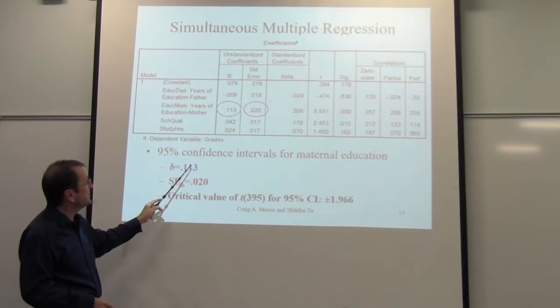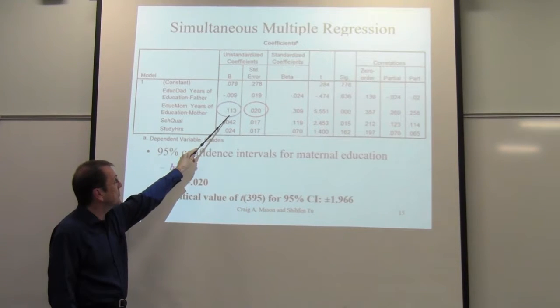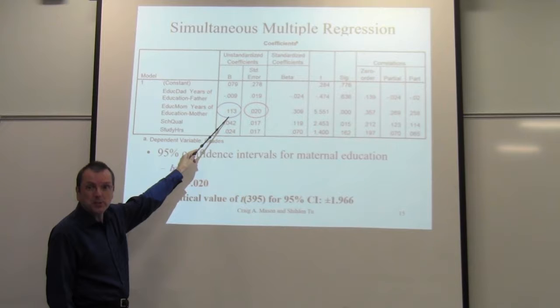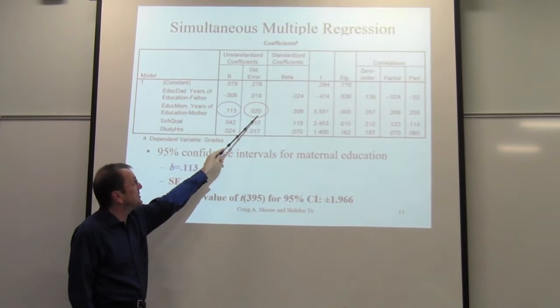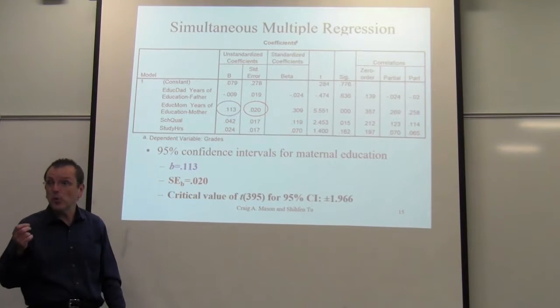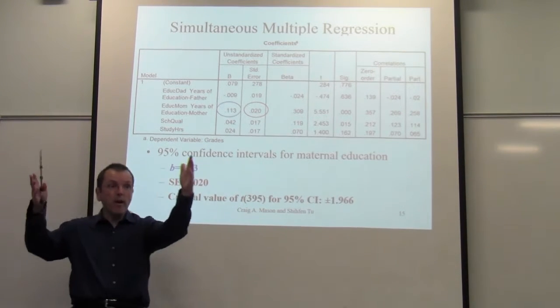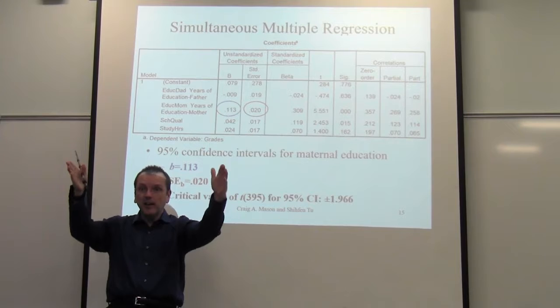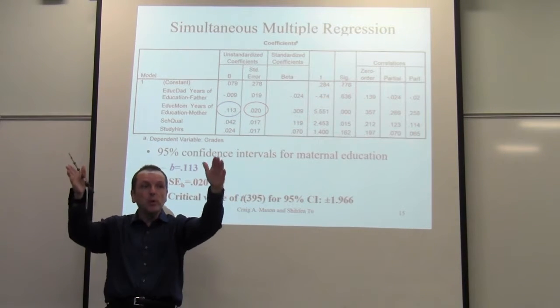To do the 95% confidence interval, we need to know our unstandardized regression coefficient. We need to know the standard error. And we need to know that critical t-score. What's the t-score where 95% of the sample is in between?